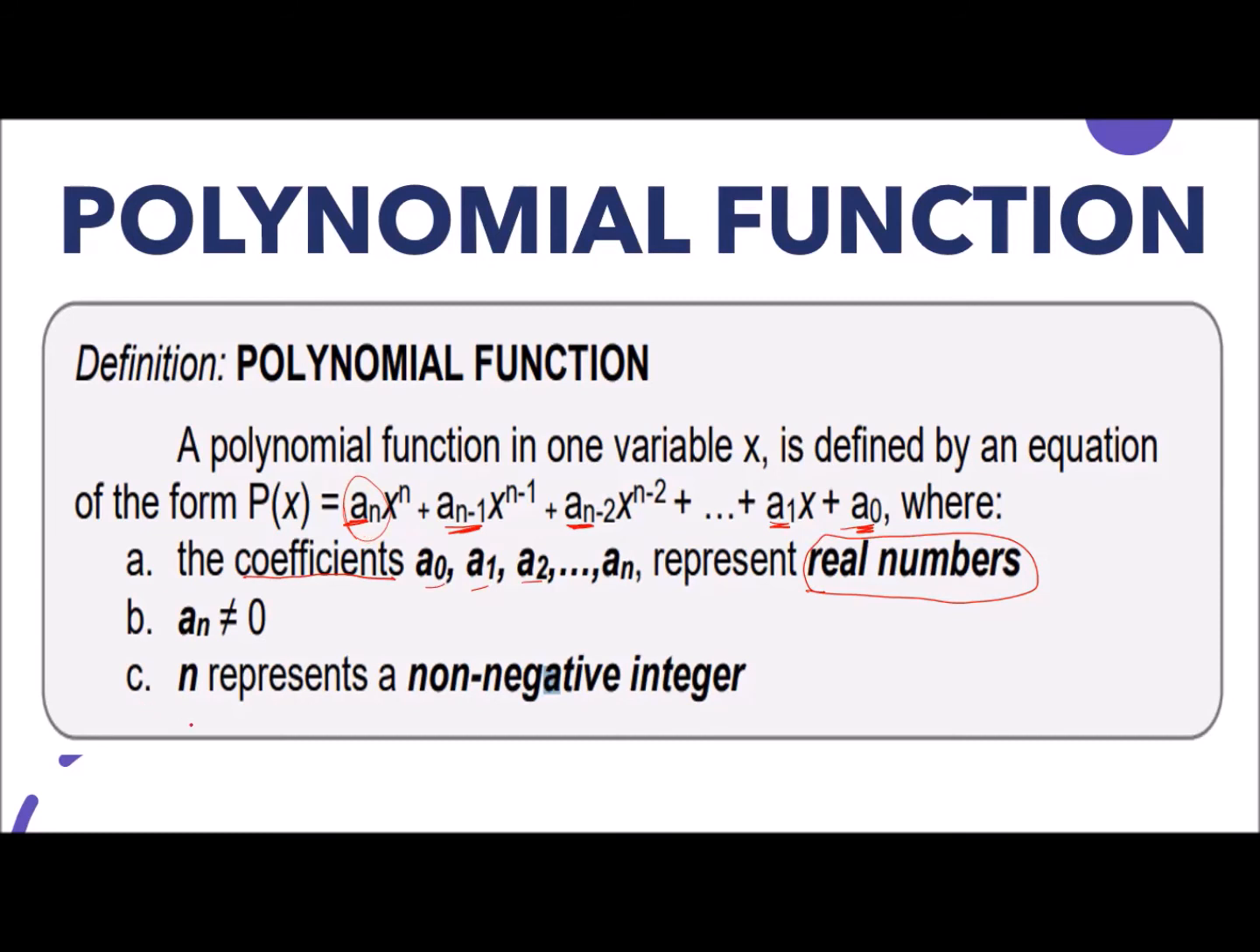Then the third one is n represents a non-negative integers. It only pertains to exponents. Yang exponents na yan, dapat daw ay non-negative integer na ang ibig sabihin, ang pwede lang nating maging exponents ay positive or it could be 0.